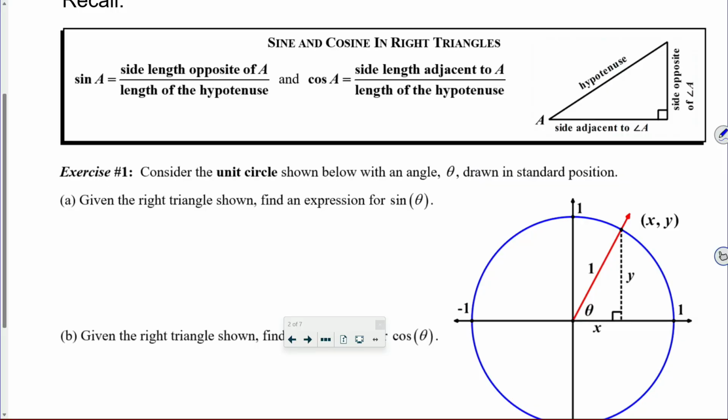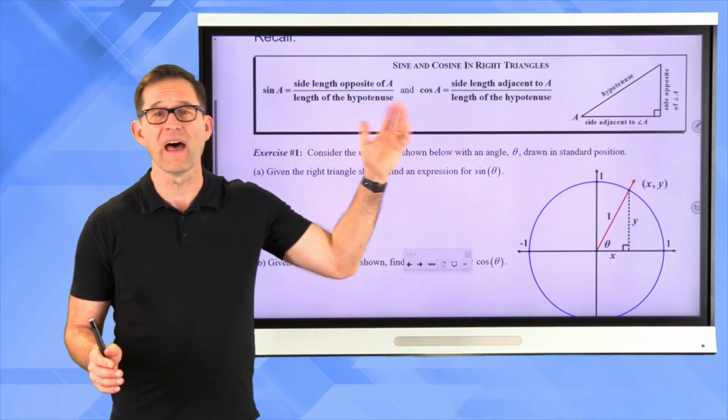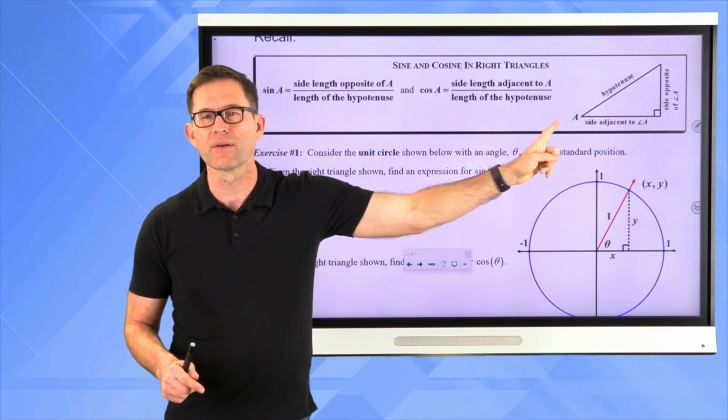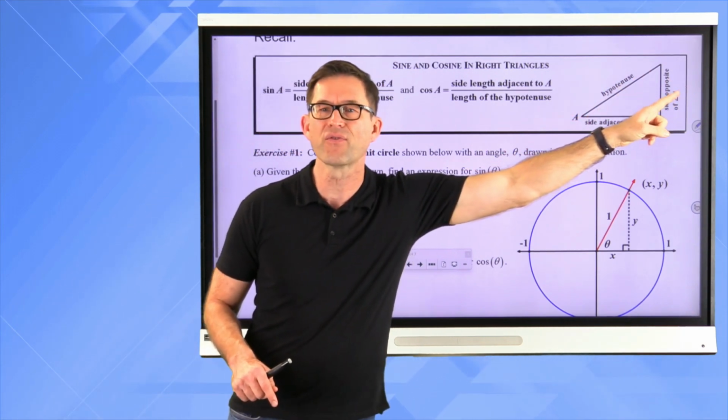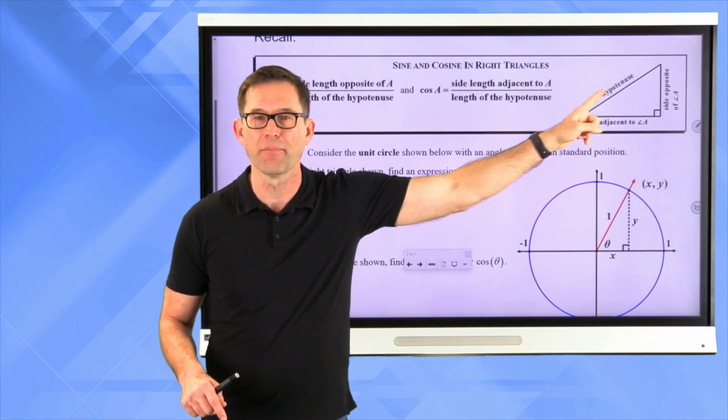The sine and cosine in right triangles. The sine of angle A is equal to the side length opposite of A divided by the length of the hypotenuse. And the cosine of angle A is equal to the side length adjacent to angle A divided by the length of the hypotenuse, right? You beat these things to death in geometry. You had these right triangles, you'd look at one of the acute angles and you'd say, the sine is that length divided by the hypotenuse, and the cosine was this length divided by the hypotenuse.